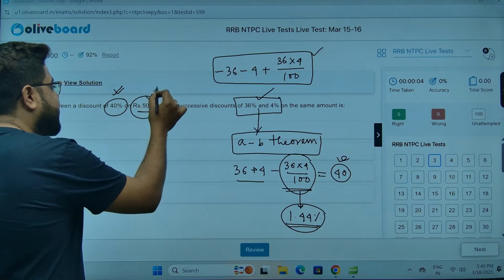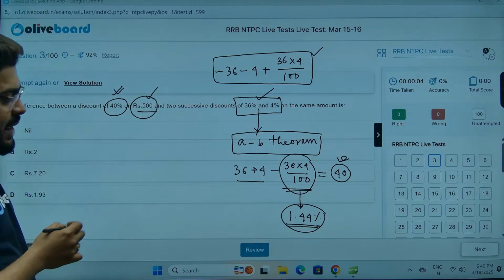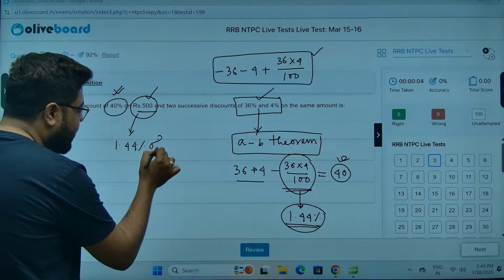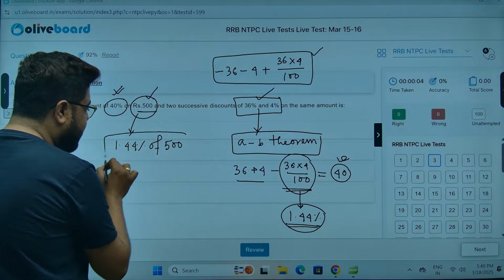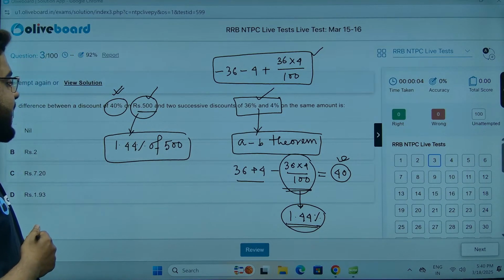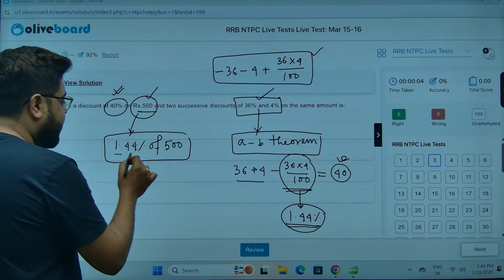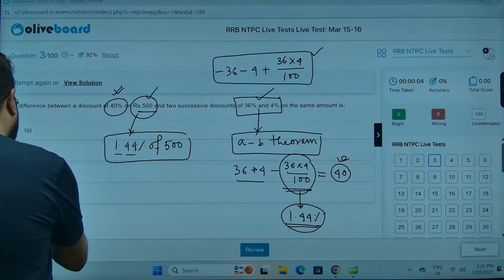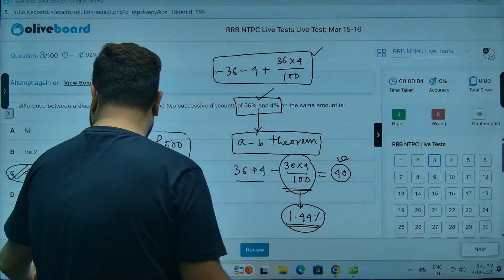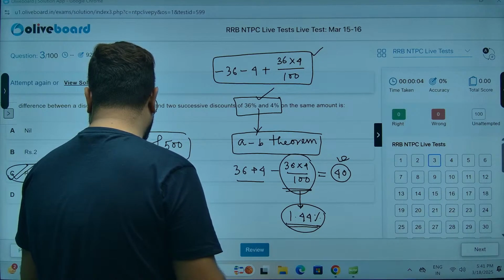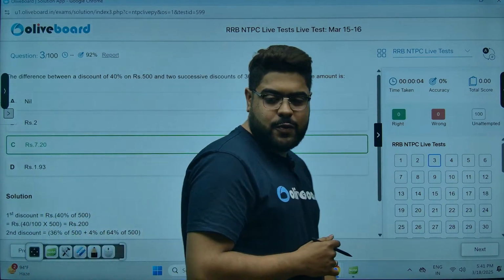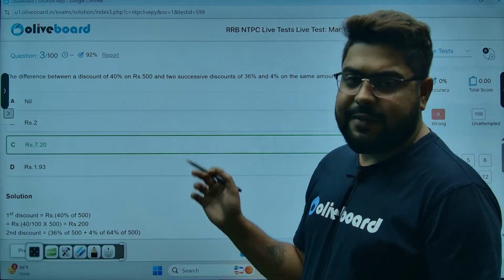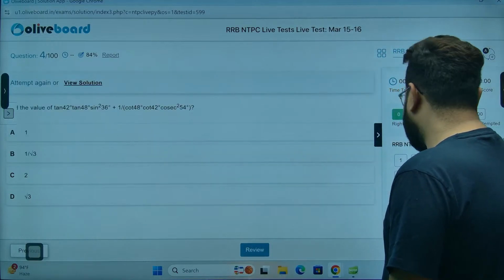Answer 500 rupees. They're asking you what is the value of 1.44% of 500 rupees. That is what they are actually asking. So 5 into 144 is 720, so very simply, I can say 7.20 is your correct answer. 7.20 rupees. Clear, sir? Very simple question. So next one, sir. Let's move on to the next one.